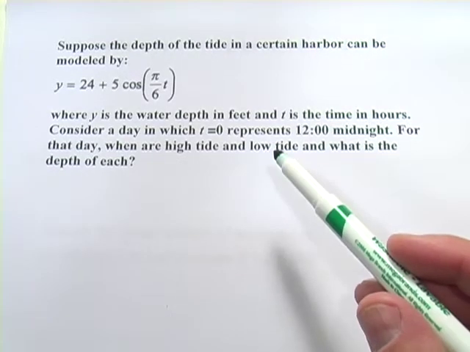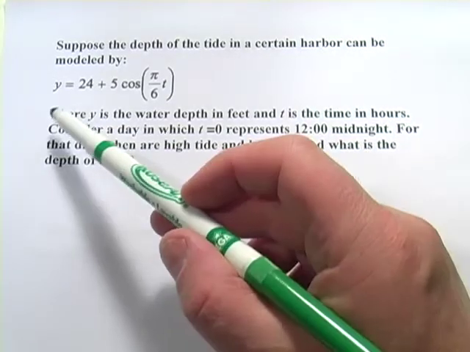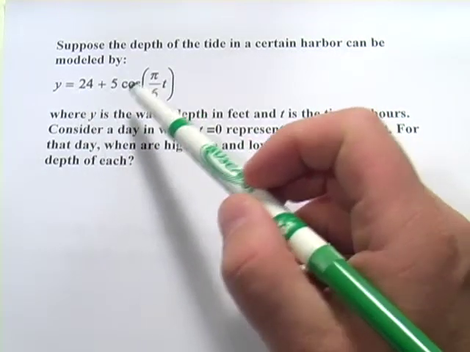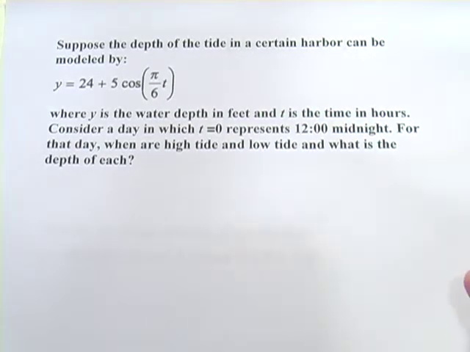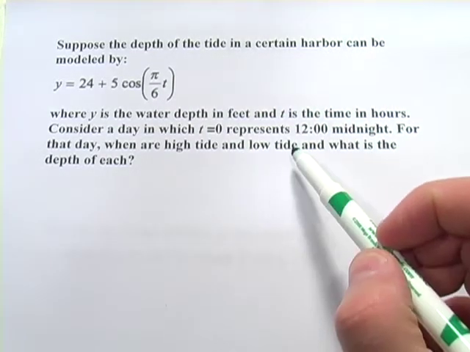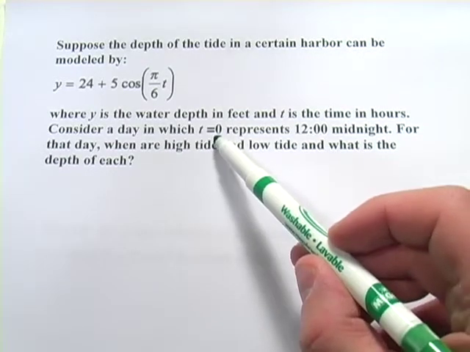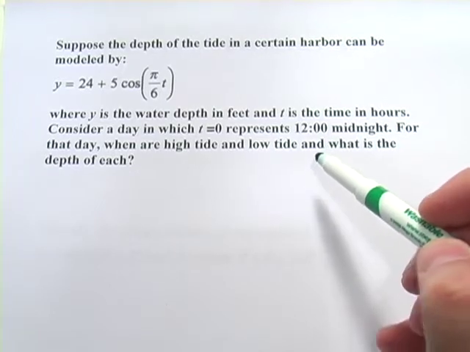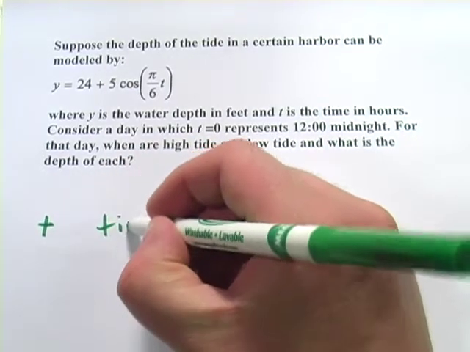It says, suppose the depth of the tide in a certain harbor can be modeled by y equals 24 plus 5 times the cosine of pi over 6 times t, where y is the water depth in feet and t is the time in hours. Consider a day in which t equals 0 represents 12 midnight. So let's just think about that. T is hours, and then we'll have the actual time.